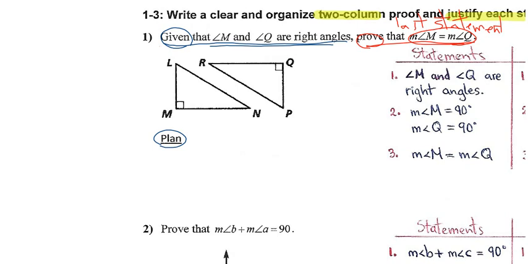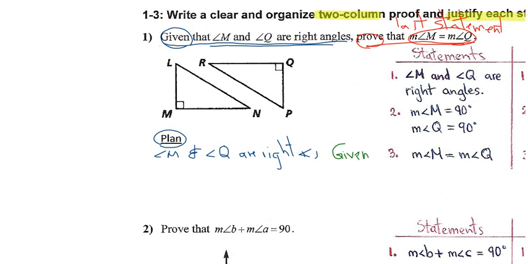We have that angle M and angle Q are right angles. And this information has been given to us. So that would be the reason for us writing this on the proof, because that's given to us. And now we will think about, what does this mean? So what does being a right angle mean?